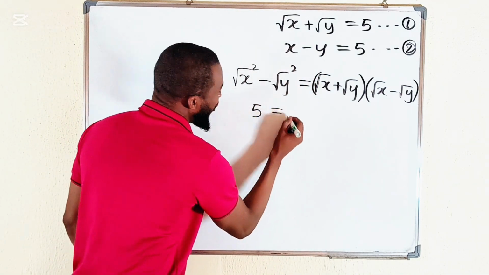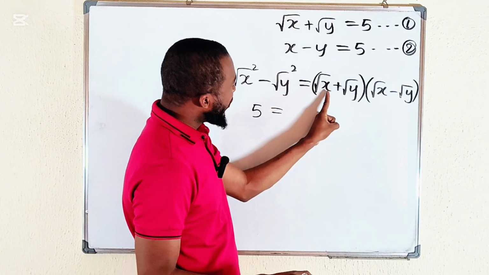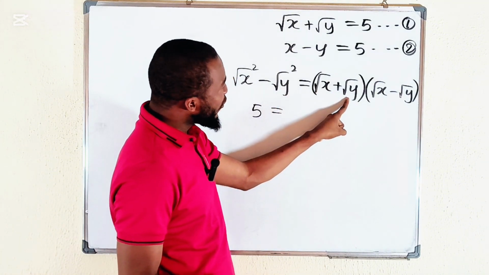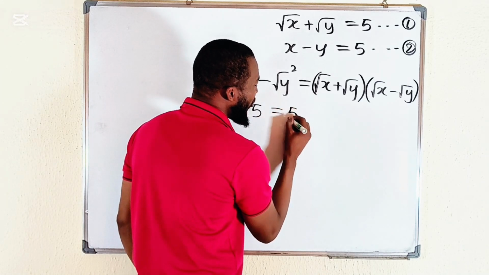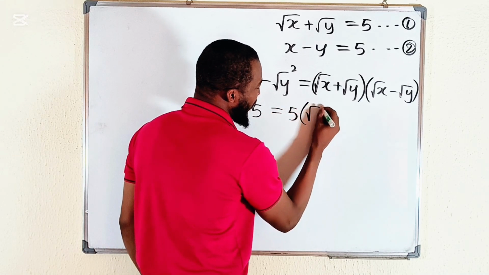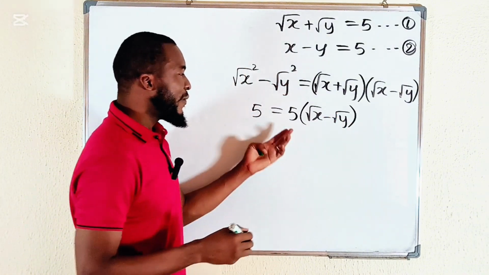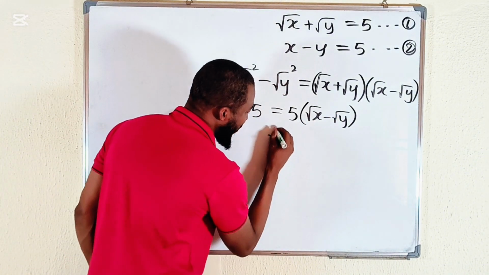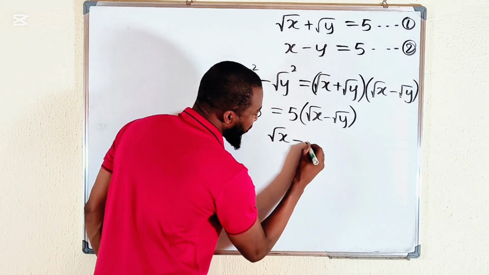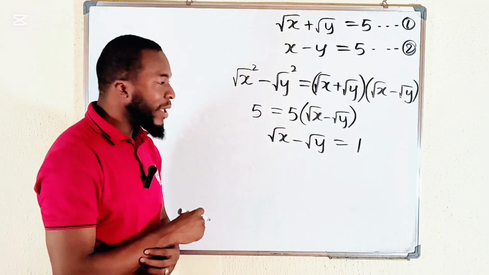So 5 is equal to, already we know that this is 5 from this equation. But square root of x plus square root of y is also equal to 5 from here. So this is 5 multiplied by the square root of x minus square root of y. If you divide both sides by 5, you can see that square root of x minus square root of y is equal to 1. Yes, by dividing both sides by 5.